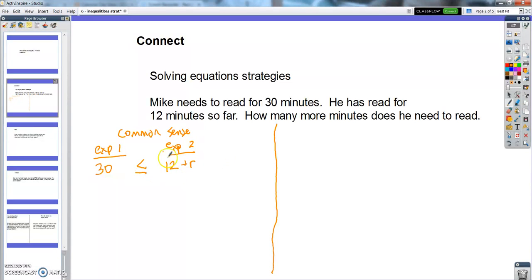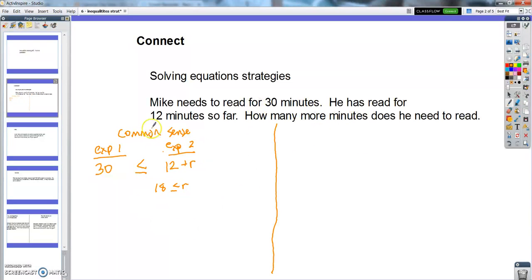And then we used just common sense to figure it out. We said, if that's at least 18, then he's going to have 30. 18's fine, 19's fine. So we said he can read more than 18 minutes, or he can read 18 minutes, and that'll be fine. And that was our common sense strategy from yesterday.